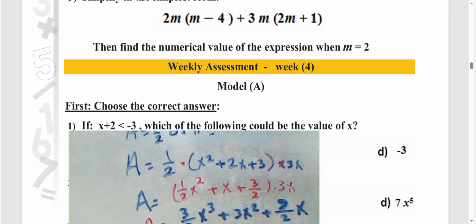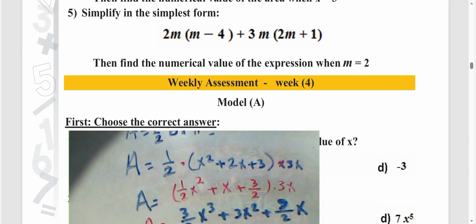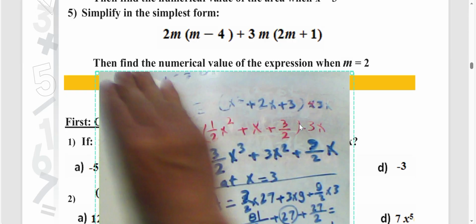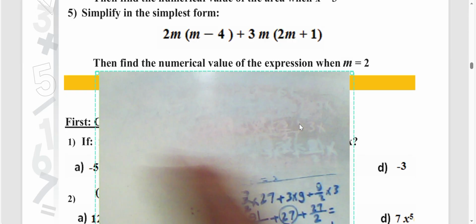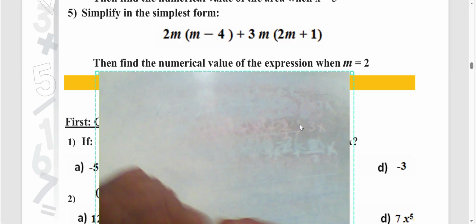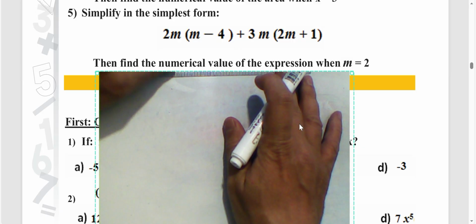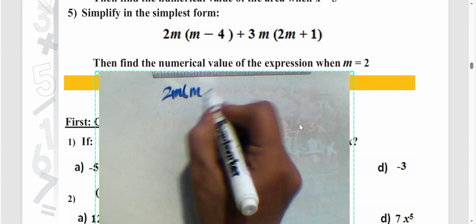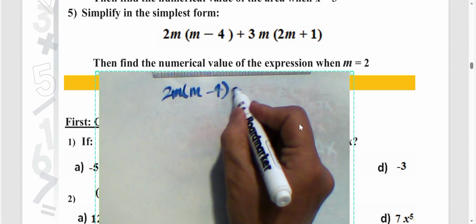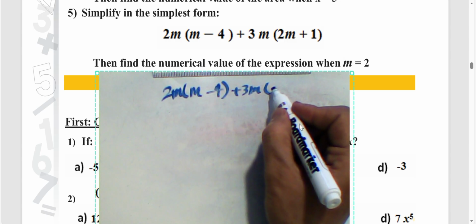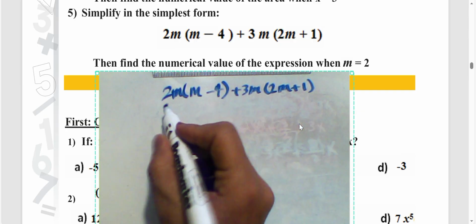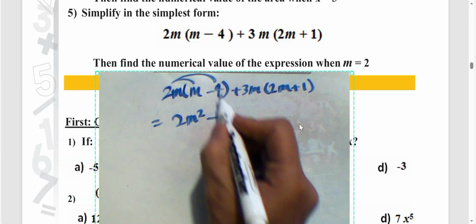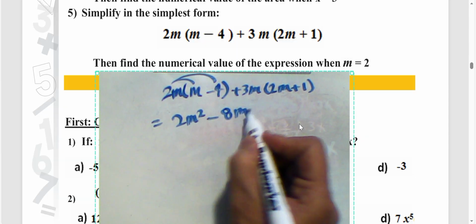Simplify to the simplest form and then find the value when m equals 2. Okay, first step, we can use distributive properties to find the answer here in the simplest form. Look at here, we have 2m multiplied by m minus 4 plus 3m multiplied by 2m plus 1. First, 2m times m equal 2m power 2. And 2m times negative 4, 2 times 4 equal 8, and write m.